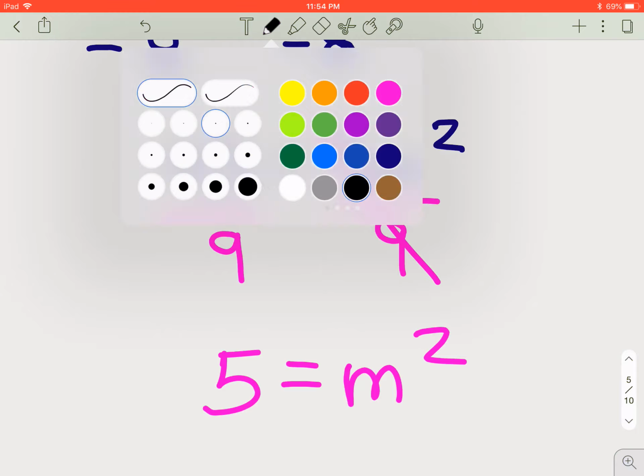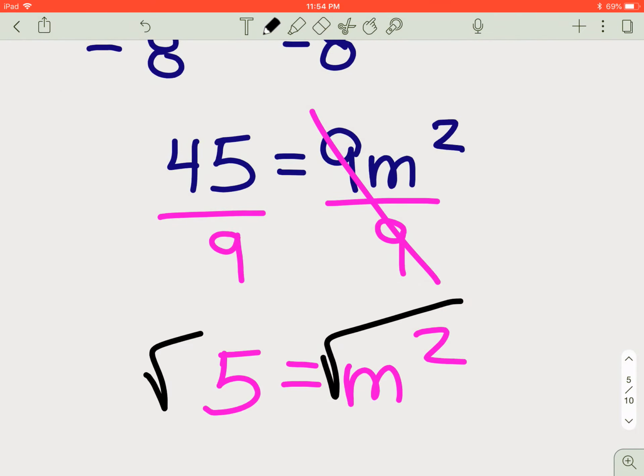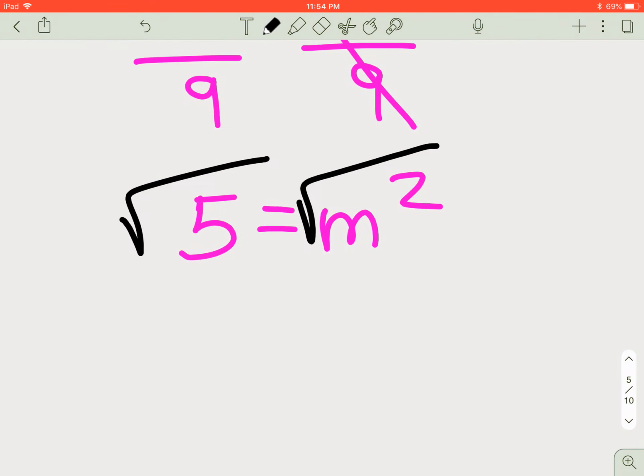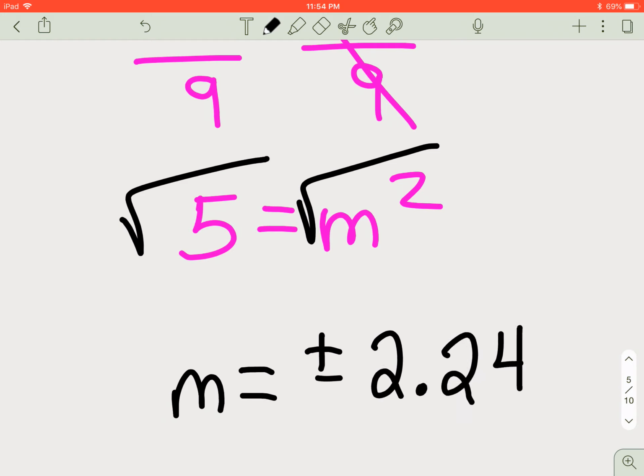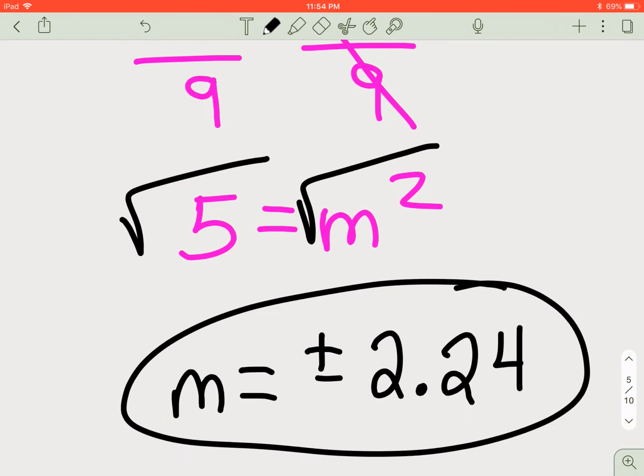I would now have to take the square root of both sides. And I'd be left with m equals, because I like to write my variable first, plus or minus 2.24. So once again, you can use a calculator on that. Just make sure you follow the directions. If it says round to the nearest hundredth, please round to the nearest hundredth. If it doesn't, don't.